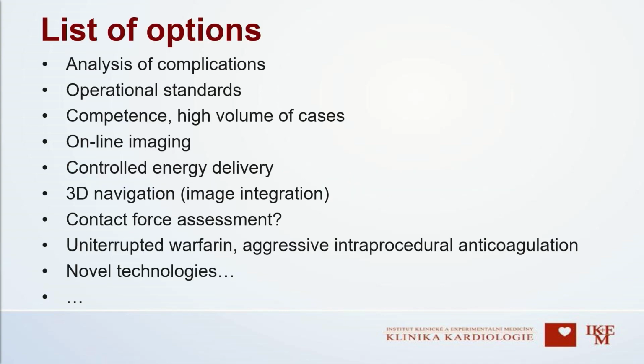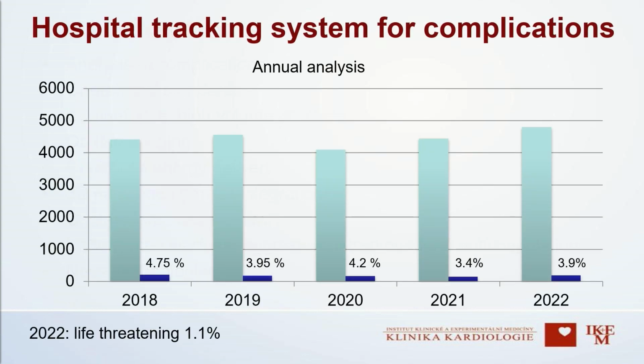So how to avoid complications? There is the whole list of things what you can do. I will touch just briefly some of them. You should know what is your complication rate. I think every center which does these interventions should follow complications. We should develop some system how to track complications, because if you only sit at the end of year and say, who remembers any complication, then you definitely underestimate significantly.